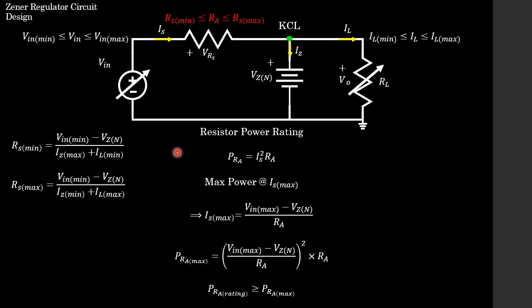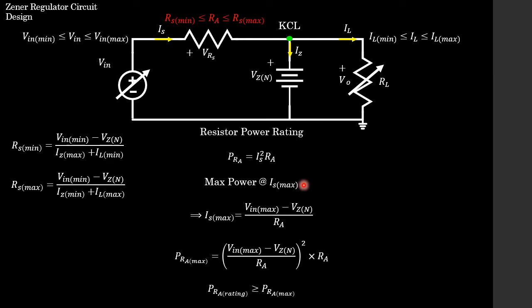of this resistor needs to be. So let's try and figure that out. So the resistor power rating, we know power is I squared R. And we know that the maximum power that will be dissipated across this resistor will take place when Is max is flowing through it.